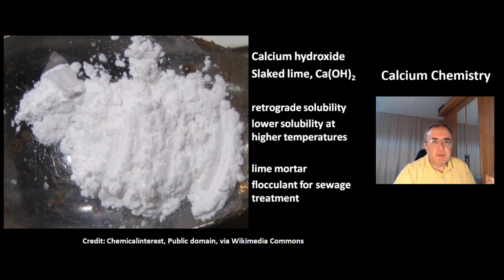This is a picture of calcium hydroxide, also called slaked lime, Ca(OH)2. It has a retrograde solubility, which means it has a lower solubility at higher temperatures. It is used for lime mortar and as a flocculant for sewage treatment.